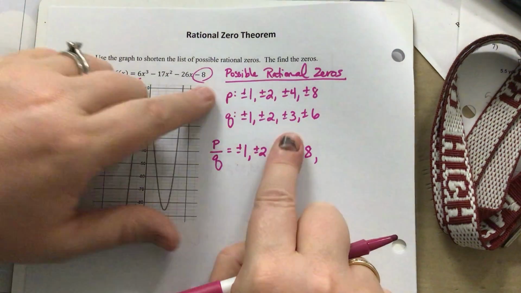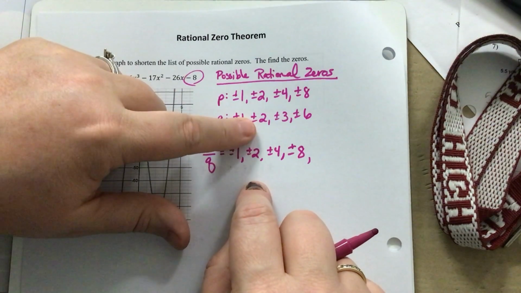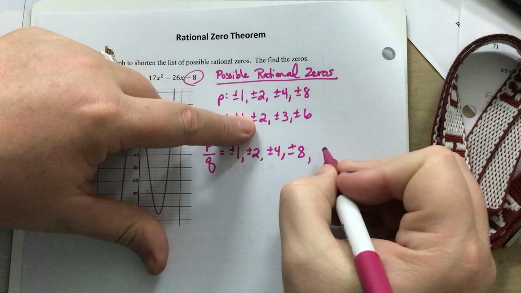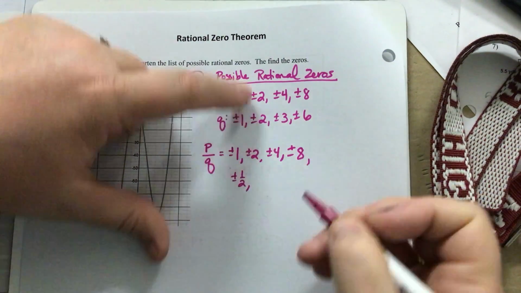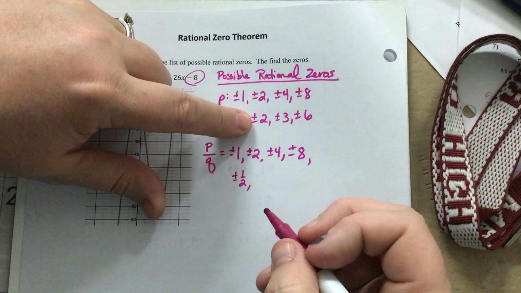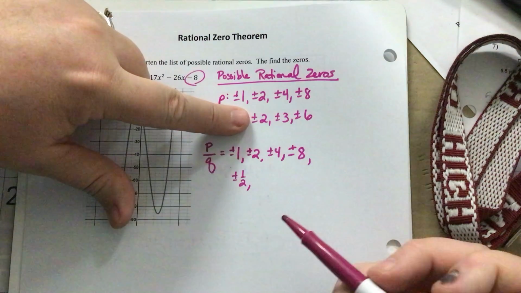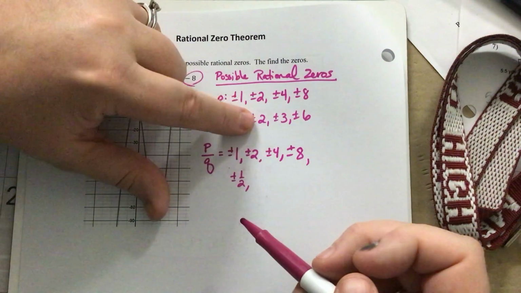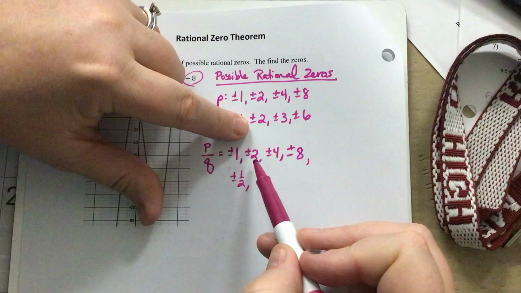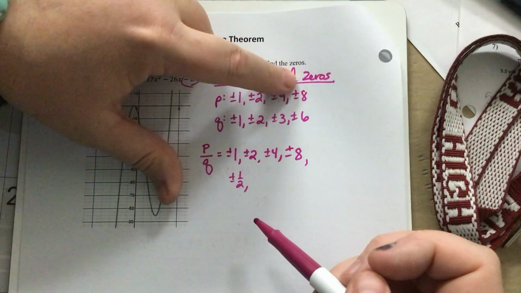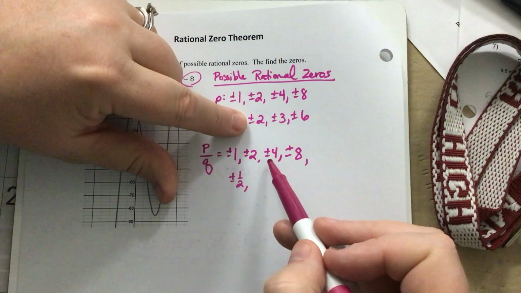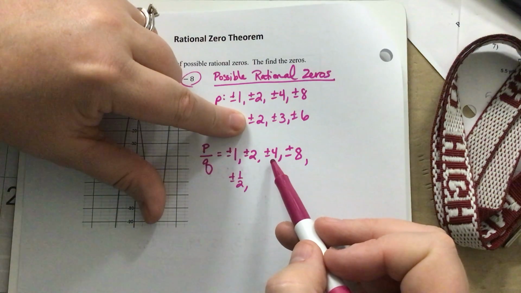Let's go with 2 next. When I put 1 over 2, what does that give me? A half. When I put 2 over 2, what does that give me? 1. Do I have that one listed already? Yeah. 2 over 2 is 1. That's already listed, I'm not going to rewrite it. Next one, what's 4 over 2? 2. Do I have that one listed already? Nope. Next up, what's 8 over 2? 4. Don't have to list that one again because it's already in my list.